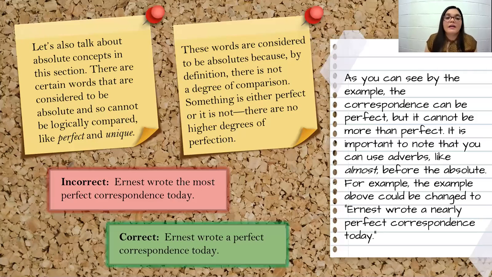And here, let's talk about absolute concepts in this section. We also have absolutes. Remember that we studied absolutes when we were studying sentence fragments, but these absolutes are not phrases or clauses. There are certain words that are considered to be absolute and so cannot be logically compared. You have the examples of the words perfect and unique. These words are considered to be absolutes because by definition, there is no degree of comparison for them. Something is either perfect or it is not. There are no higher degrees of perfection.